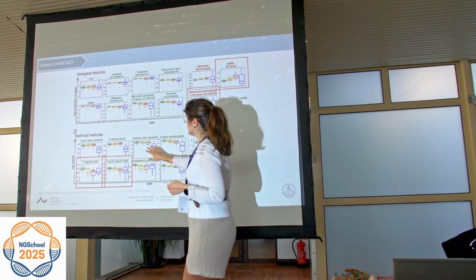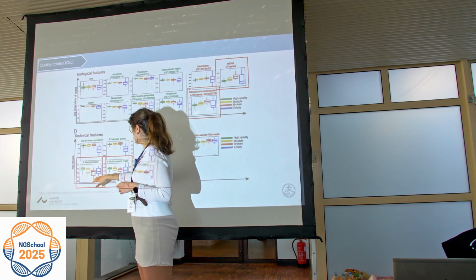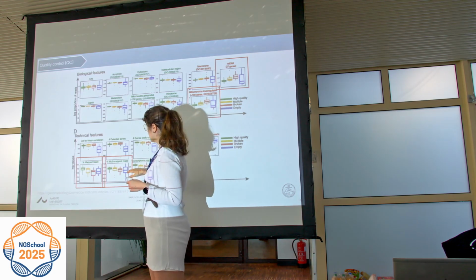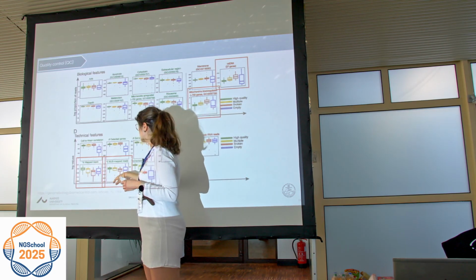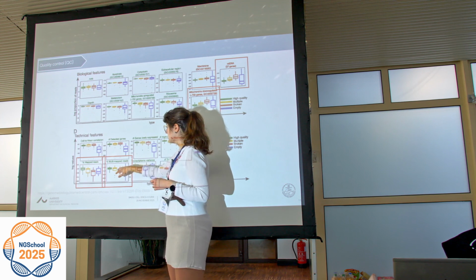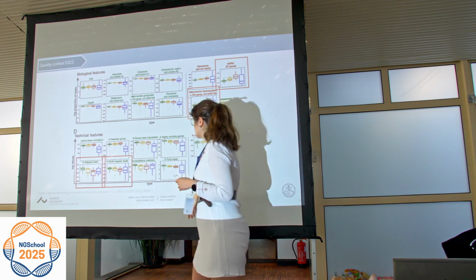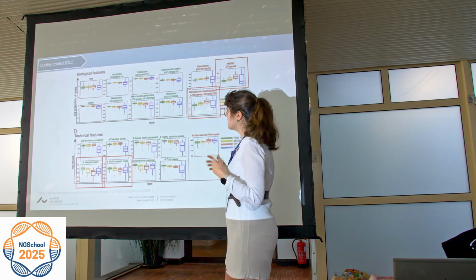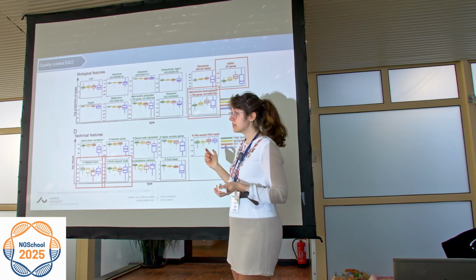Another thing that also helps to distinguish damaged cells from live cells is the number of mapped reads and multi-mapped reads. It's lower in broken cells. And then nothing else actually works.